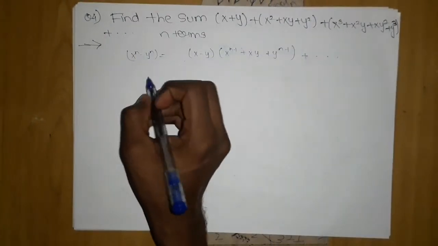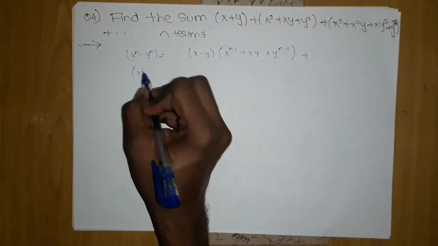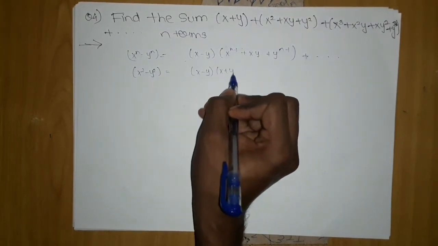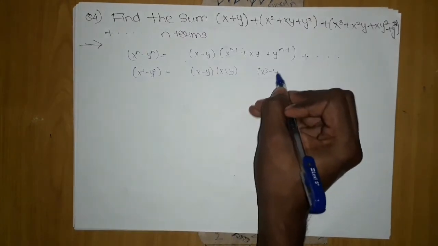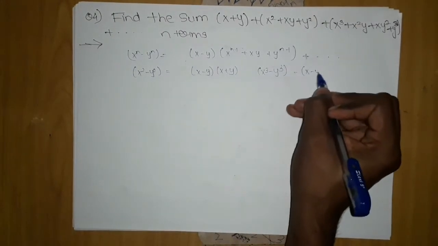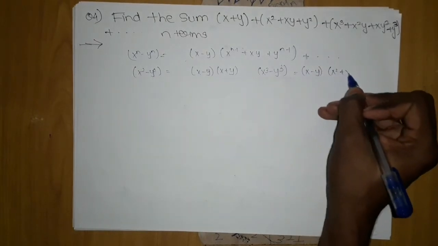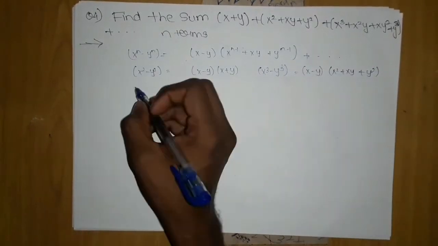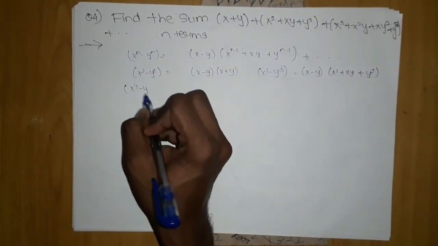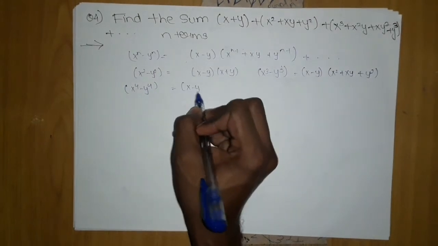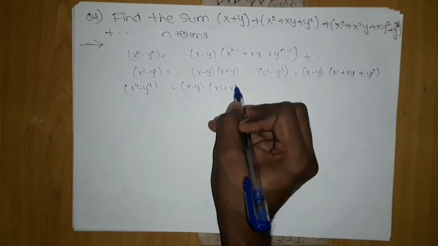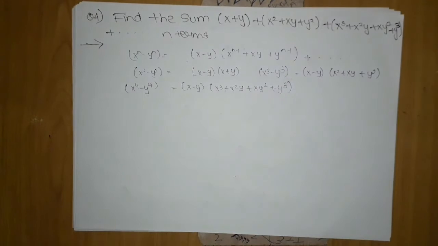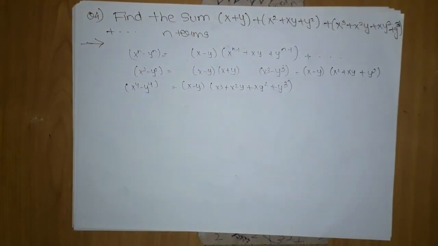If you don't understand this, let me make you understand. x square minus y square is what? x minus y into x plus y, right? x cube minus y cube is what? x minus y into x square plus xy plus y square. Similarly, you can get an idea that x to the power 4 minus y to the power 4 will be x minus y into x cube plus x square y plus xy square plus y cube. If you have the knowledge of this thing, your job will be done.